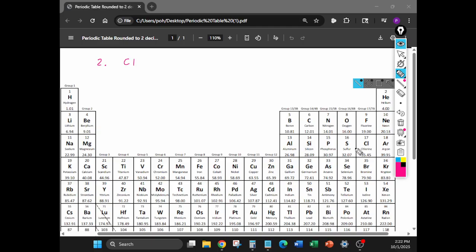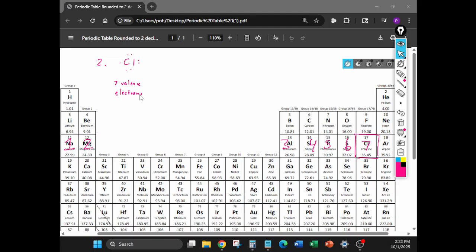Okay, so we're going to draw the Lewis structure for chlorine, and again, it's very simple. Just count the boxes until we get to that element. So chlorine is right over here, so we count the boxes left to right. So 1, 2, 3, 4, 5, 6, and then 7. So chlorine is going to have 7 dots around it, and that's how you draw the Lewis structure. 7 valence electrons.